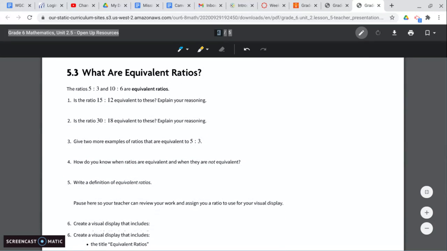The ratios 5:10 or 5:3 and 10:6 are equivalent ratios. Is the ratio 15:12 equivalent to these? Can we reduce 15:12 down to 5:3? Well, both 15 and 12 are divisible by 3. 15 divided by 3 is 5. 12 divided by 3 is 4. Is 5:4 equivalent to 5:3? No, not equivalent.